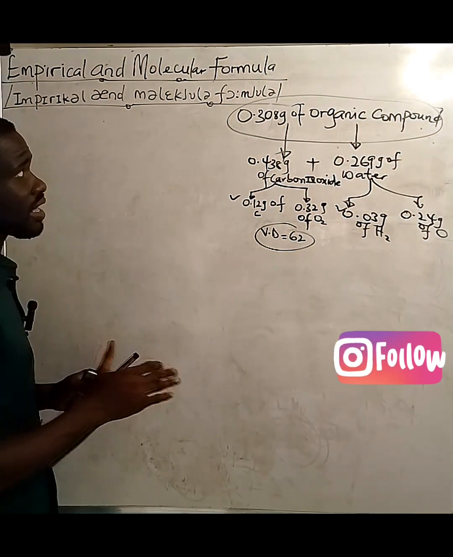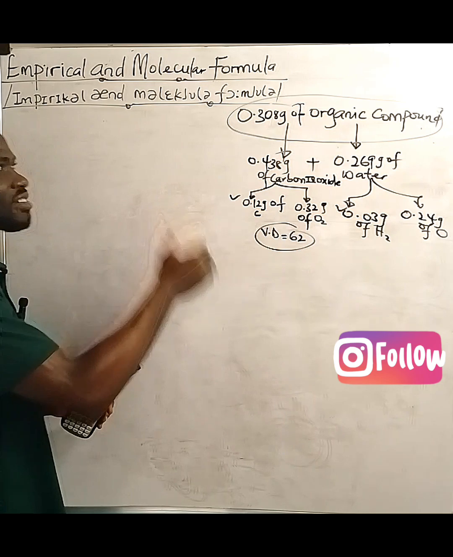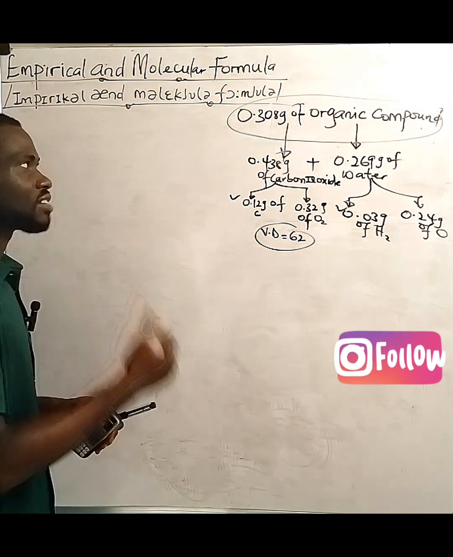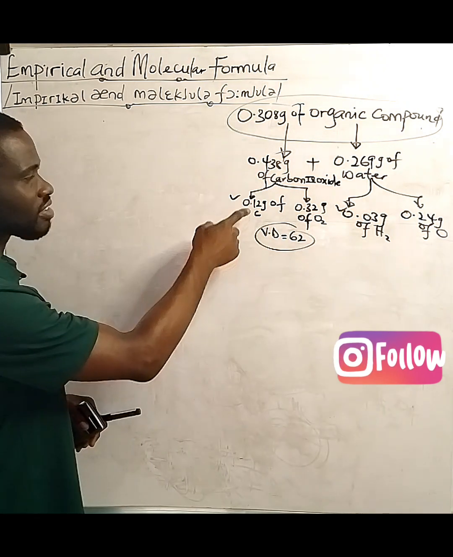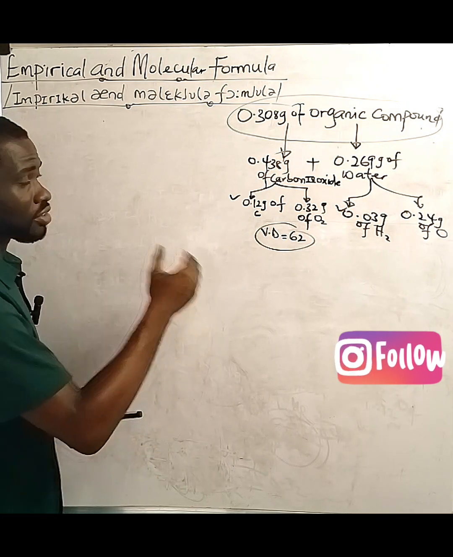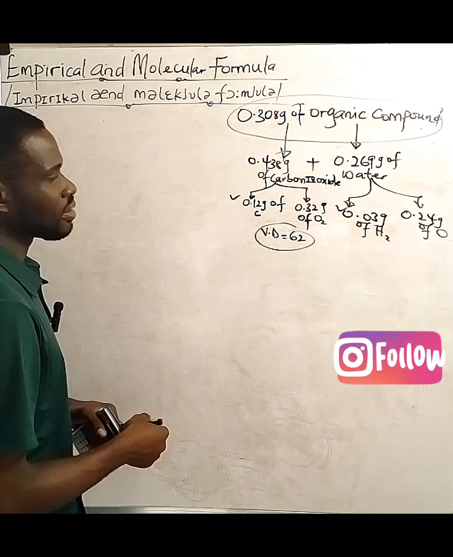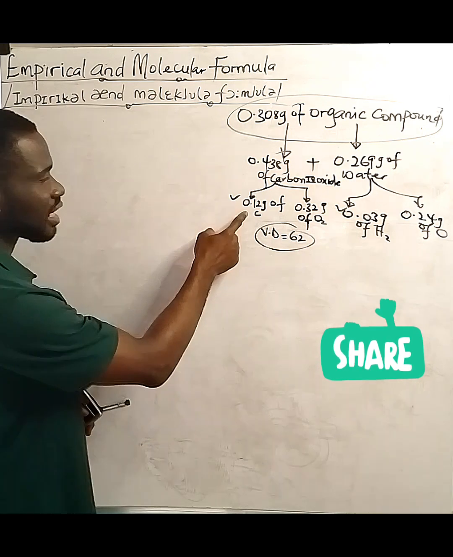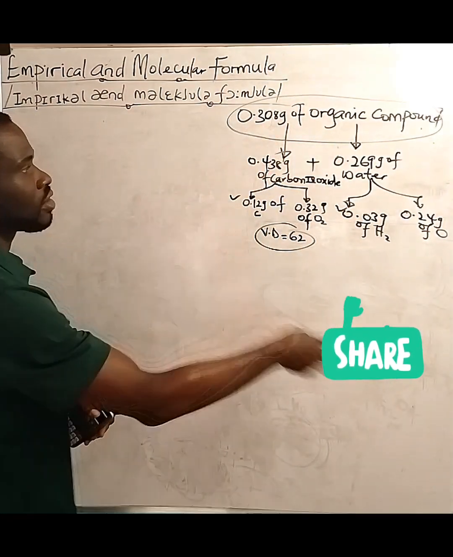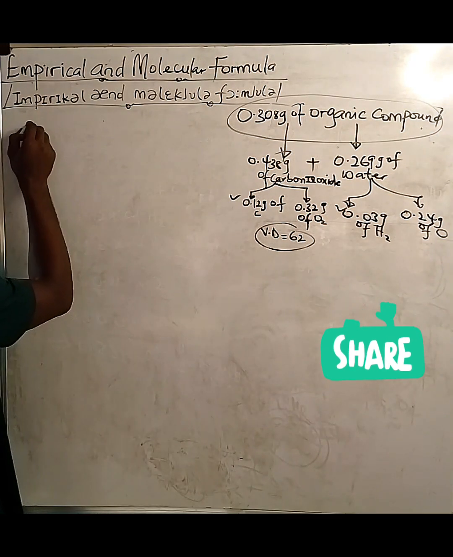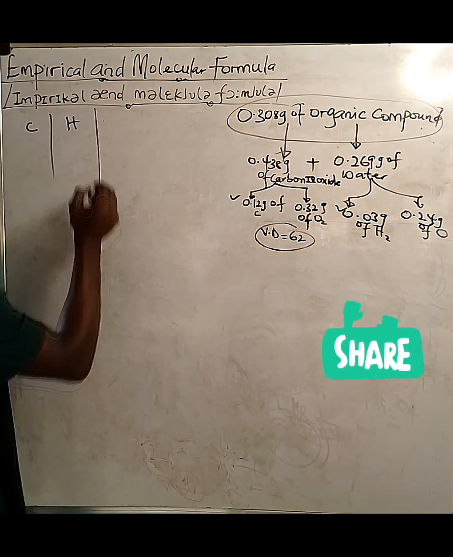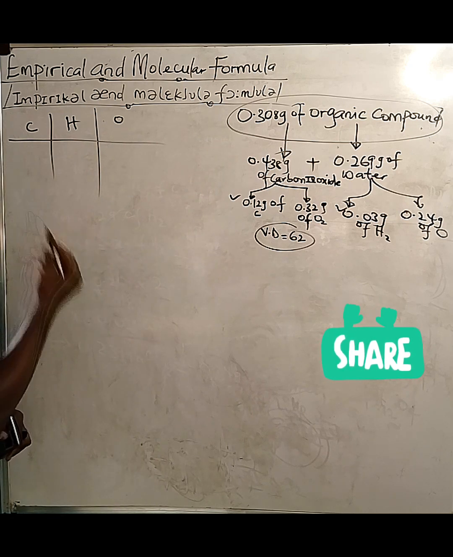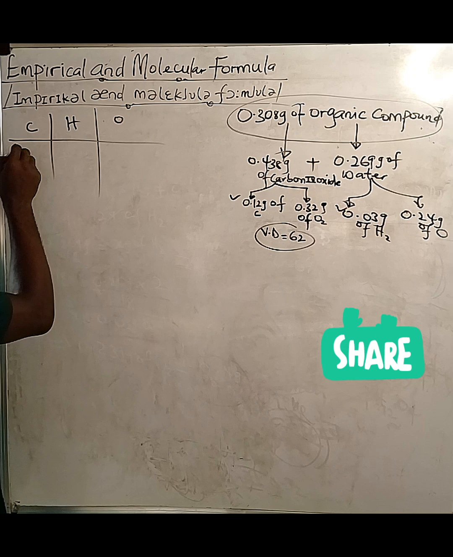But we're very much aware of the fact that what we have here is 0.308 gram of the organic compound that we're working on. So if we're working on 0.308 gram of organic compound and we have carbon to be 0.12 gram and hydrogen to be 0.03 gram, to get the remnant, which is the amount of oxygen, will be very simple. Just add this and this together, then we use this to subtract them. So first of all, our table: that's the carbon, this hydrogen. The last one is oxygen because this compound was said to be made up of carbon, hydrogen, and oxygen. So for the carbon we have 0.12 gram.